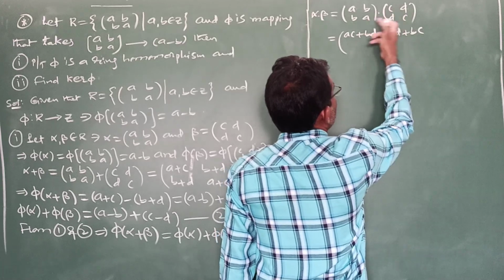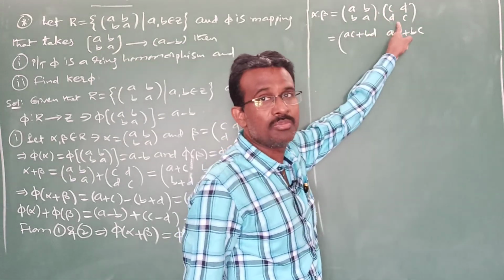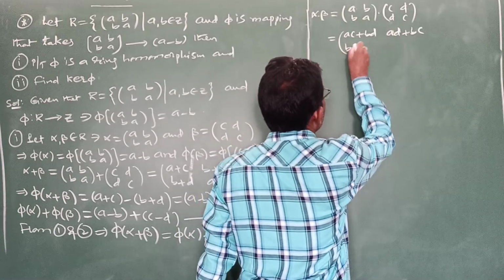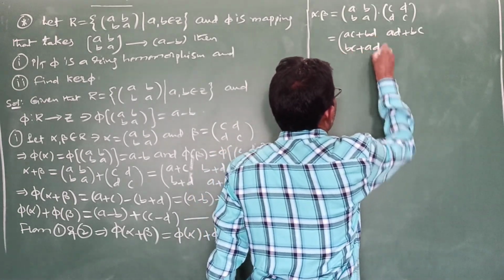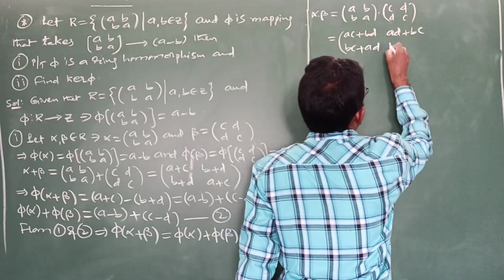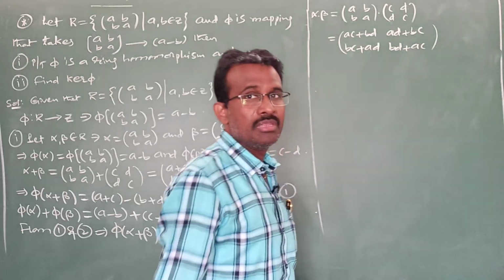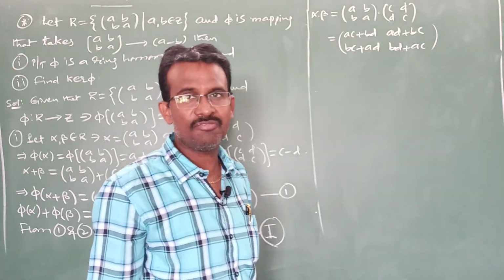Next one is this into this plus this into this: BC plus AD. After that, this into this plus this into this: BD plus AC. This is alpha into beta in simplified form.